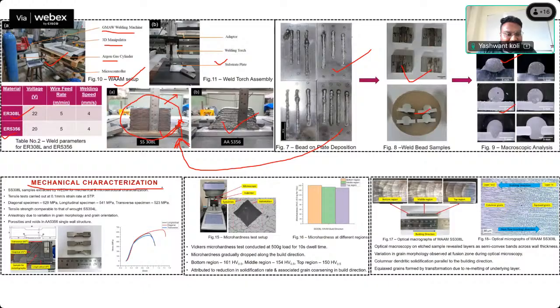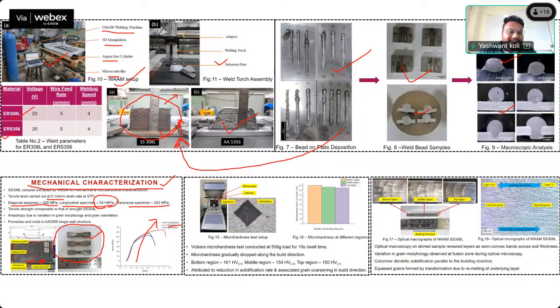We have done the mechanical characterization of the single wall structure. We have taken the tensile specimen at 0 degree, 45 degree and 90 degree. We have checked the strength values. In the case of stainless steel, the diagonal inclined specimen has more strength, like 629 megapascal he has achieved. The tensile test was carried out at 0.1 mm per second strain rate, and the longitudinal specimen, that is in 0 degree arrangement, has 541 megapascal, and transverse is 523.